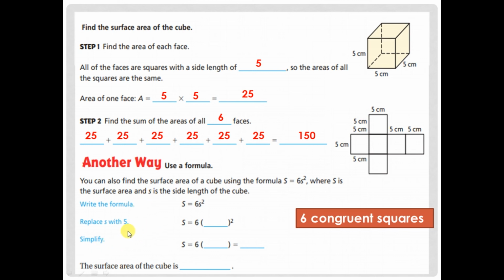Another way to find it: we can just use a formula for the cube. The cube consists of 6 faces, and the area of any face is the side squared. S here stands for side. What is the side? It is 5. The square of the side means 5 times 5, which is 25. 25 multiplied by 6 faces gives me 150. You can do it either way according to your preference; the answer will still be the same. So the area of the cube is 150 and the unit is square centimeter.